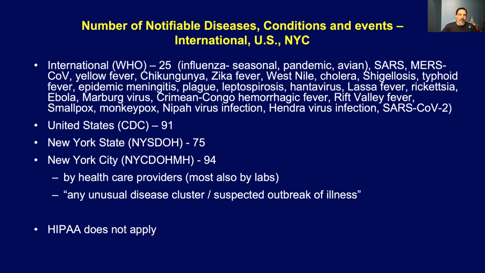To cover this so that health departments can step in and say, we're requiring providers and laboratories to report information on a particular, say, outbreak that's happening or disease cluster. The health code says that in New York City providers and labs must report on any unusual disease cluster or suspected outbreak of illness. And this is what allows health departments to step in and require reporting of information even before a disease may be known or has become part of the health code where reporting is required.